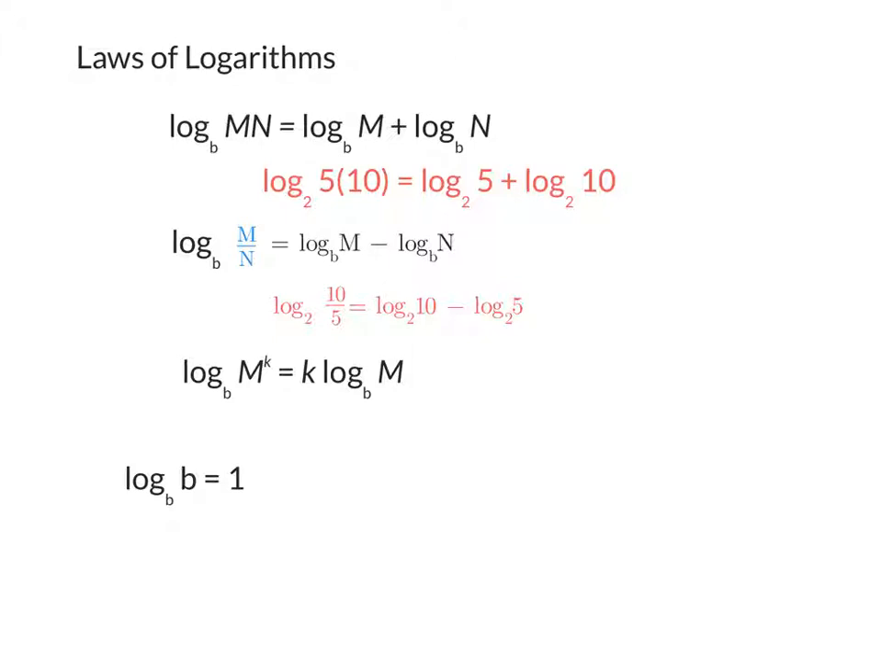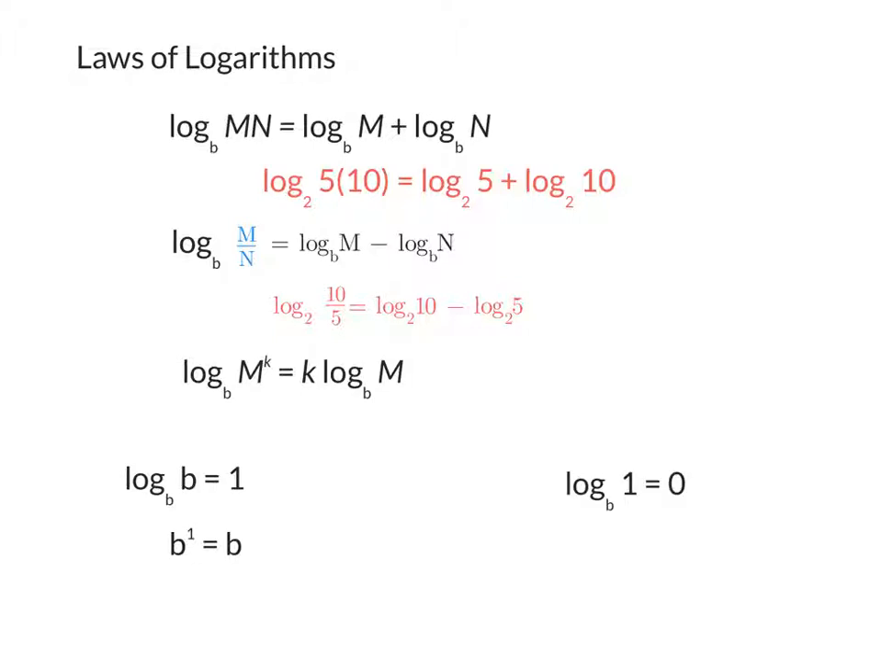Now, in addition to these laws, there's a couple identities you need to be aware of. For example, if we had the log of b to the base b, it's simply equal to 1. Now, if you think back to the basic definition of logs and converting a log to an exponential, this is simply saying b to the 1 is equal to b. And that's obviously true, so therefore the log of b to the base b is equal to 1.